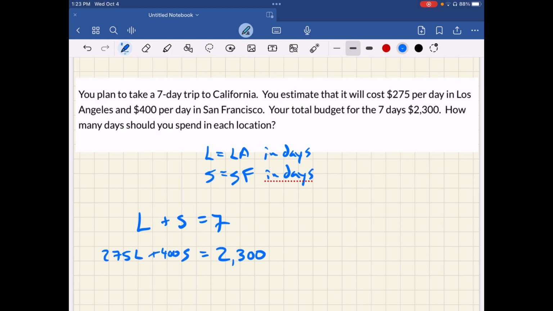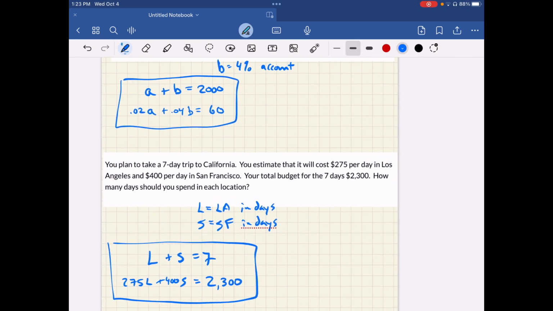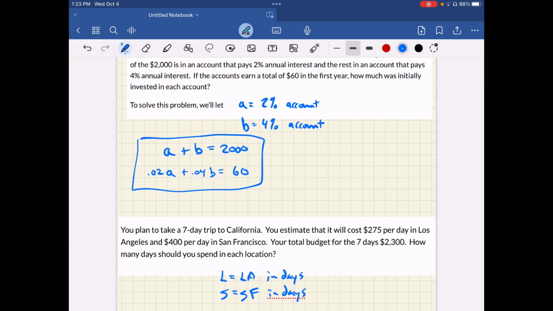And again, here I have two variables, I have two equations, and I can solve with whatever method I choose to do. I could use substitution, elimination, or even graph it if I wanted to. Okay, so the goal is if I have two unknowns, I have to set up two equations. And then from there, I can just solve it like a regular system of equations and whatever method is easiest for me.